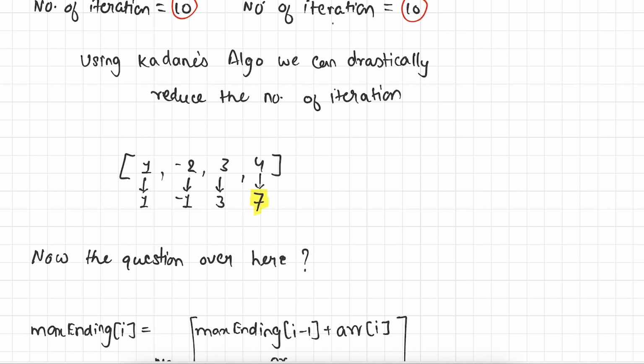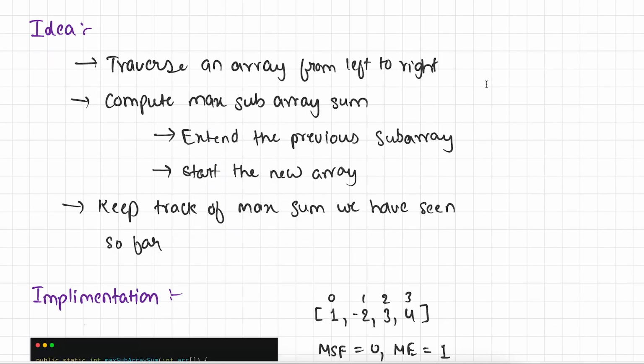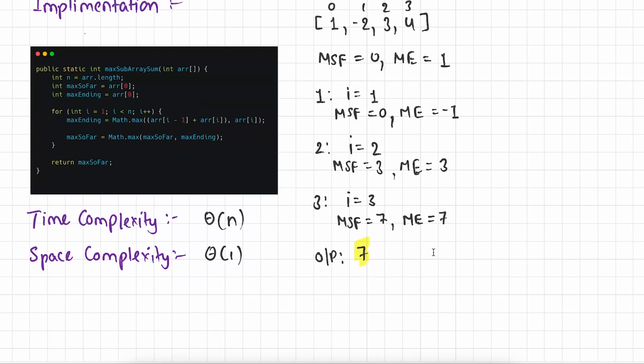I hope you got it. So the idea of Kadane's algorithm is simple. We have to traverse an array from left to right. Then for each element we have two options. Either we extend the previous subarray or start a new subarray ending with this element. And while traversing all the elements, we have to keep track of the maximum sum we have found so far. So now let's quickly see the implementation of this approach.